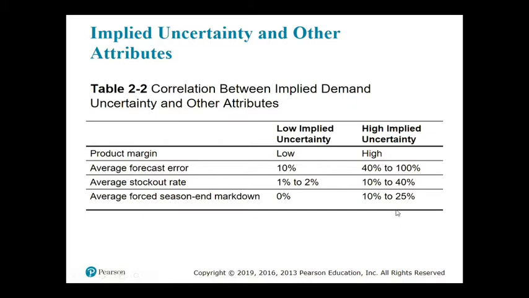And on the other hand, we have products with high implied uncertainty, which will correspond to high margin, high forecast error, and high stockouts and markdowns.